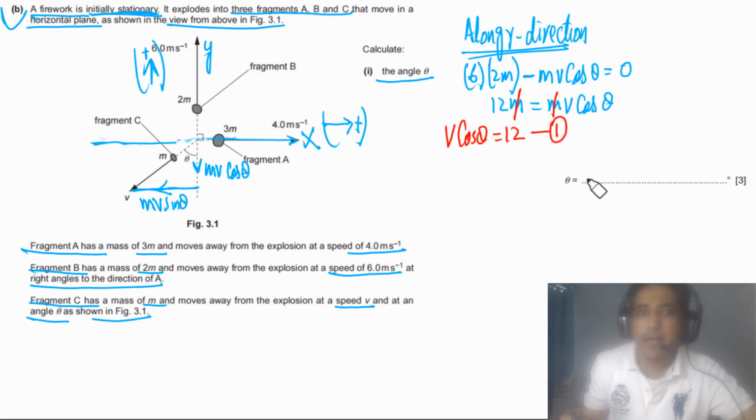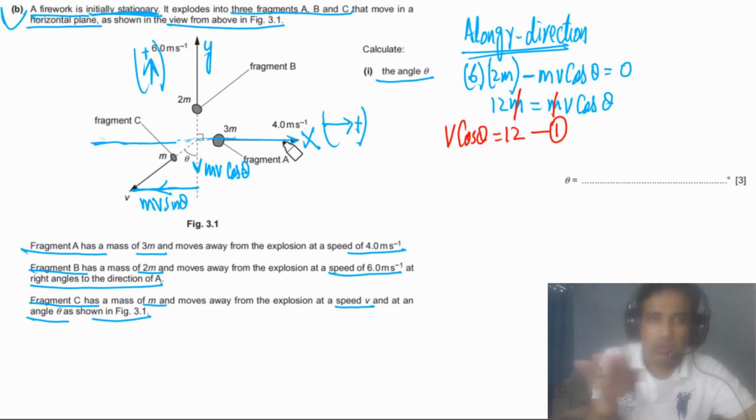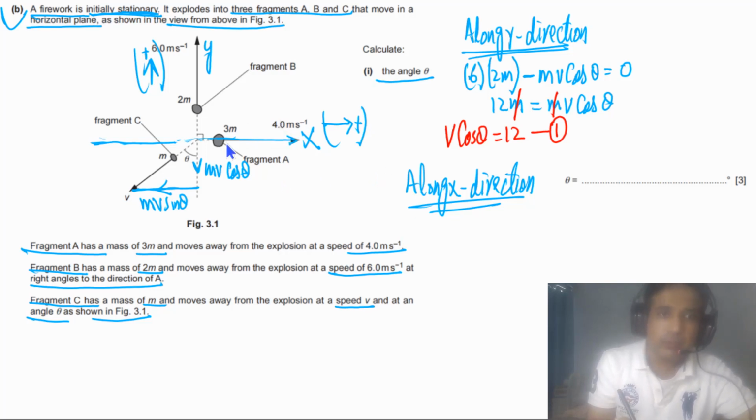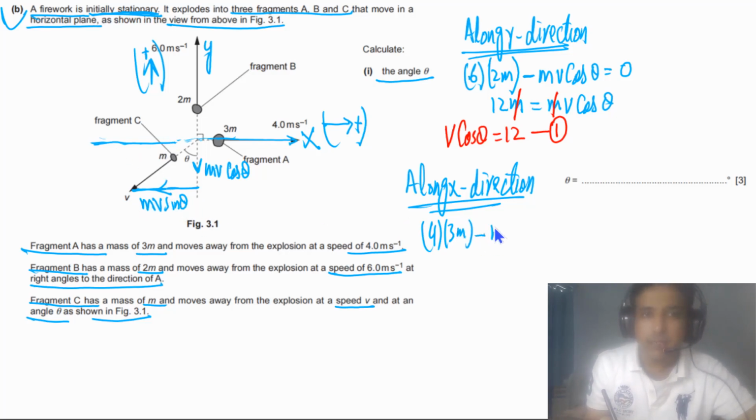Now we have to look at momentum along the x direction. Along x we have momentum of this, and this momentum is positive. So we have 4 times 3m, and this momentum has to be negative, means this one. So this is negative mv sine of theta, and this has to be equal to 0.